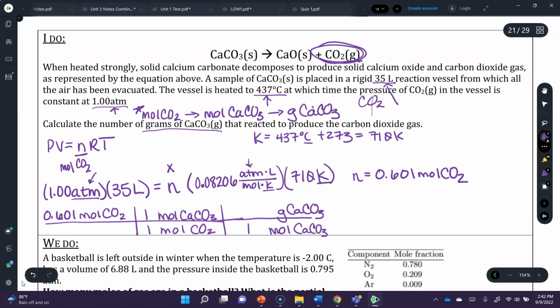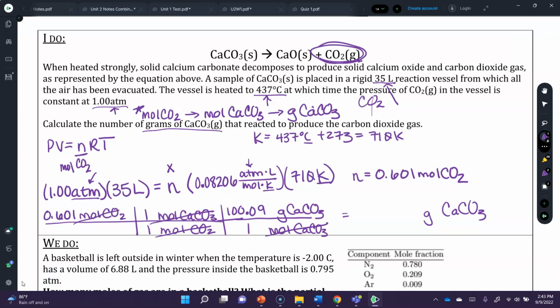And then the molar mass is grams per mole, and that's 100.09 grams, because I add up all the periodic table masses for 1 mole. So when I solve this, my units cancel, and I'm left with just grams of calcium carbonate, which is what I was asked for. And then I'm going to multiply across the top and divide by the bottom. So 0.601 times 1, that's boring, divided by 1, that's boring too, times 100.09, and then divided by 1 again, is 60.2 grams of calcium carbonate. And that is my answer.